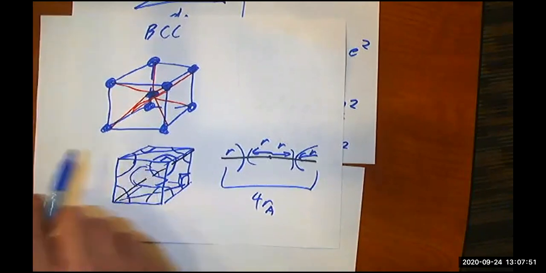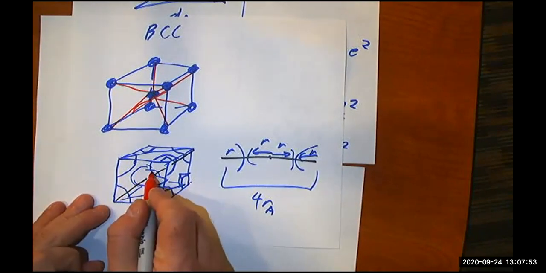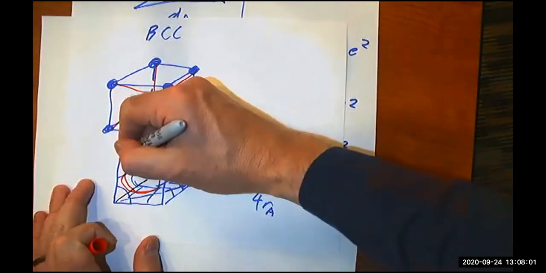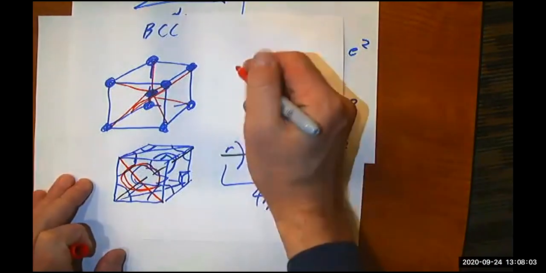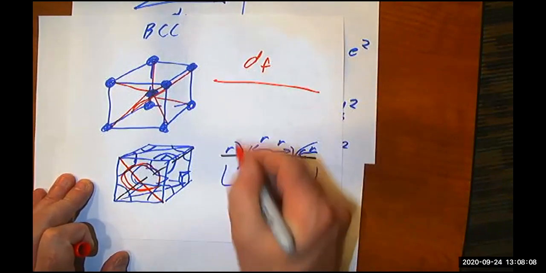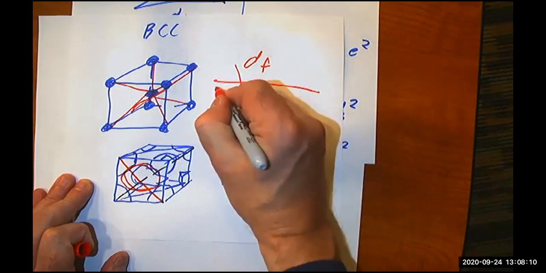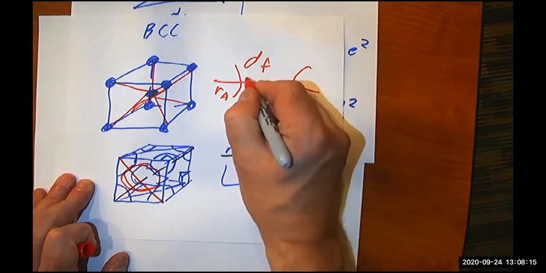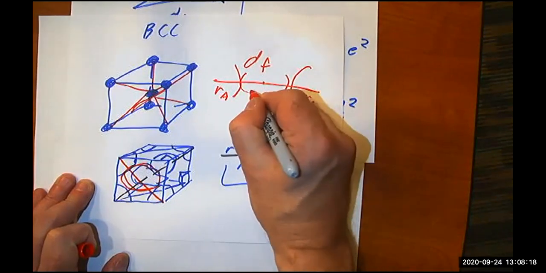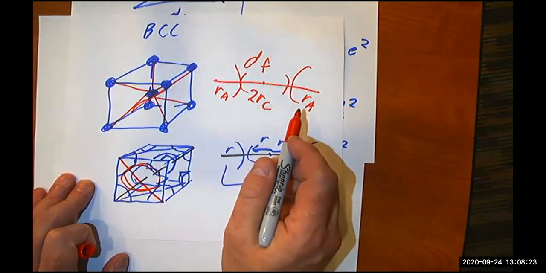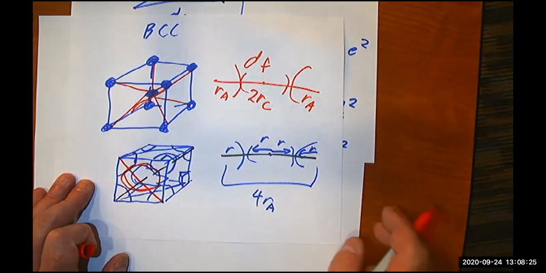So if that's the case, and if we have a cation that is going to be in the center of the face, then we can see that this face diagonal is going to be this straight line here. We are going to have a radius of the anion here, a radius of the anion here, and then we're going to have 2 times the radius of the cation here along the face diagonal. Does that make some sense?